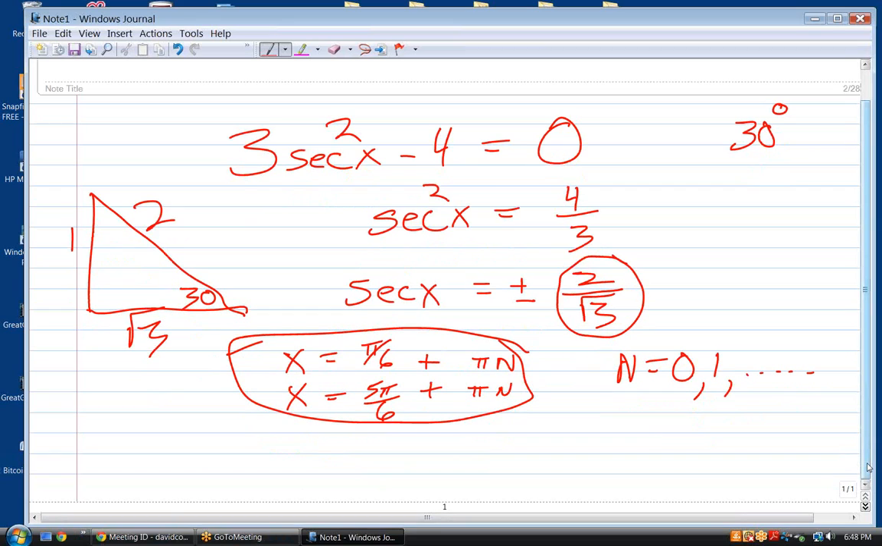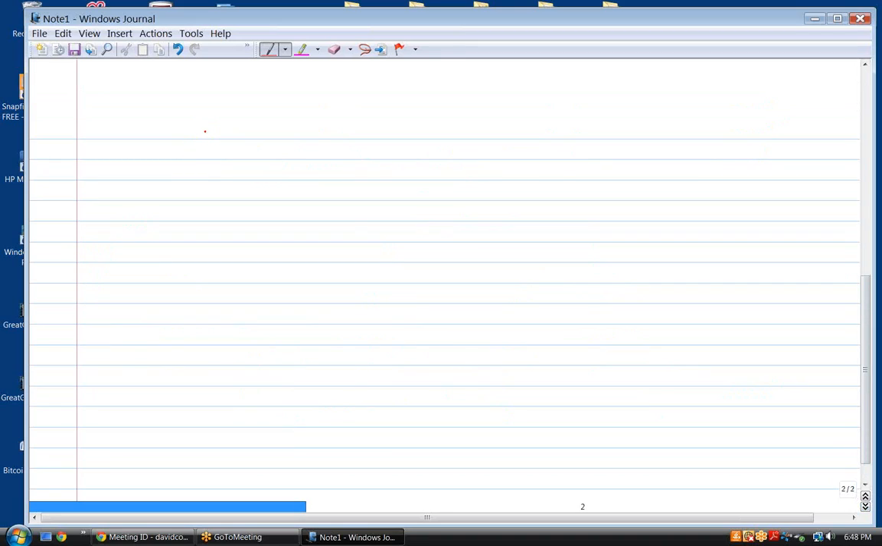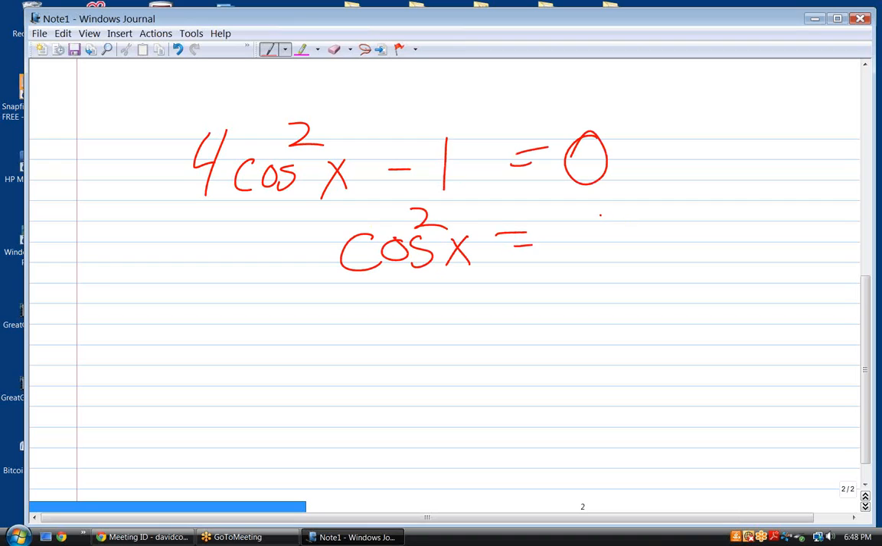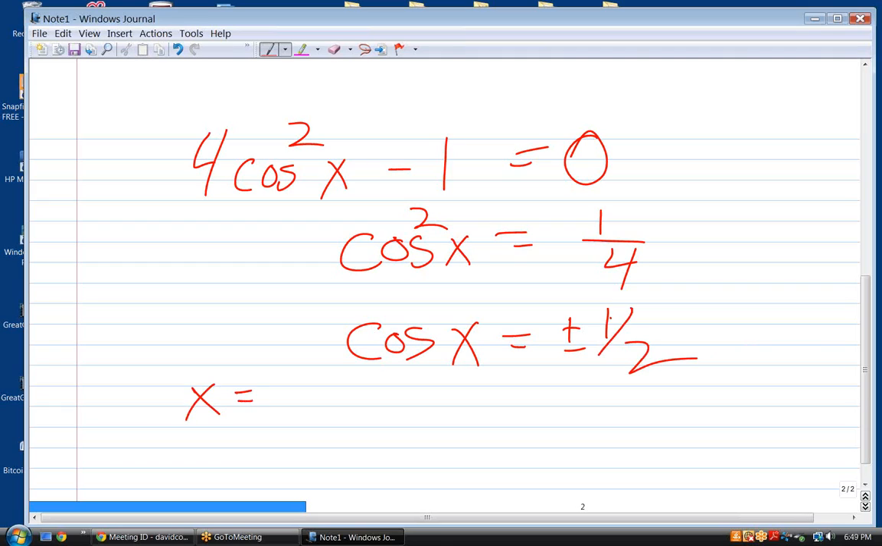Then we have 4 cosine squared x minus 1 equals 0. And he wants these in terms of radians. Okay. Where's cosine of x equal to 1/2? At pi over 6. Pi over 3. Always remember sine of 30 degrees is 1/2 and cosine of 60 degrees is 1/2.